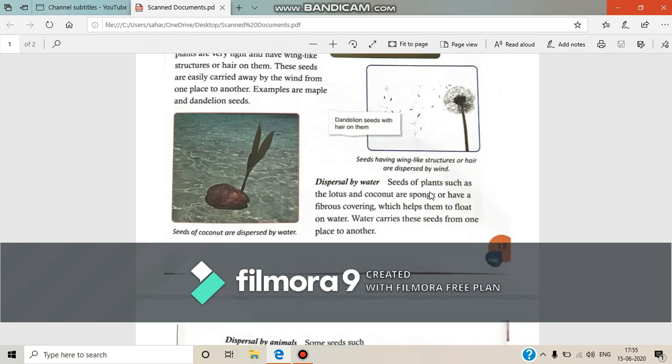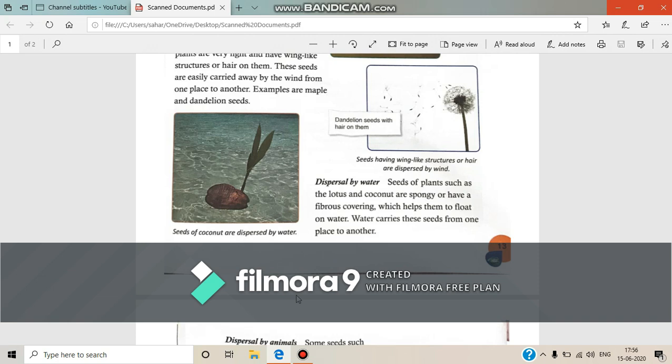Next is dispersal by water. Seeds of plants such as the lotus and coconut are spongy or have a fibrous covering which helps them to float on water. Water carries these seeds from one place to another. Now, usually the dispersal of seeds by water happens in plants that grow in water bodies or near the water bodies, like lotus. It's a plant that grows in water bodies only, in the ponds or rivers.